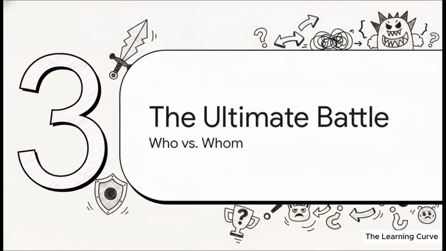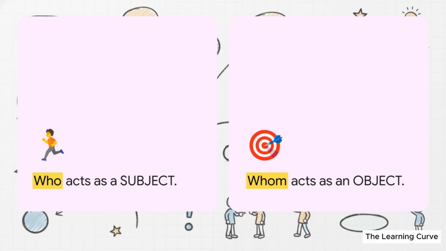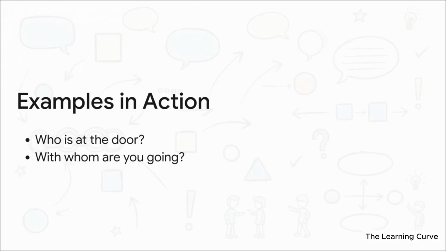Section 3, the ultimate battle, who versus whom. Oh man, this is the grammar boss battle that trips up practically everyone. The entire distinction just comes down to the role the word is playing. Who acts as a subject pronoun? It's the one out there actively doing the action, functioning exactly like he, she, or they. On the flip side, whom is an object pronoun. It's just sitting there on the receiving end of an action or following a preposition, functioning just like him, her, or them.